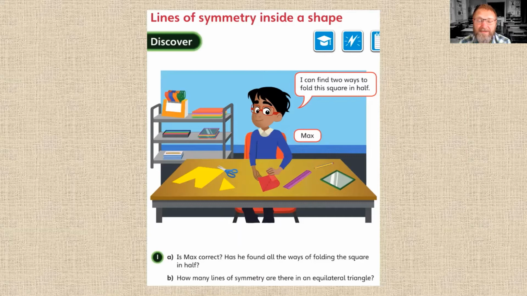Remember that a line of symmetry is like a mirror line. It means both things are the same on each side. So it's kind of like having a mirror down in the middle.